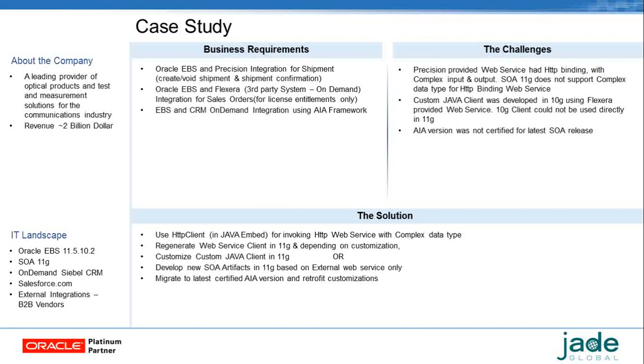Let's take a look at the solution. We used an HTTP client in embedded Java for invoking the HTTP web service with complex data types. So that mitigated the first challenge that we had. Then regenerate the web service client in 11g, depending on the customization. So we had to regenerate the web service client in 11g and customize the custom Java client in 11g. These were the two options that we could use to mitigate the custom Java client issue from 10g, and develop new SOA artifacts in 11g based on external web services only, and migrate to the latest certified AIA version and retrofit the customization.